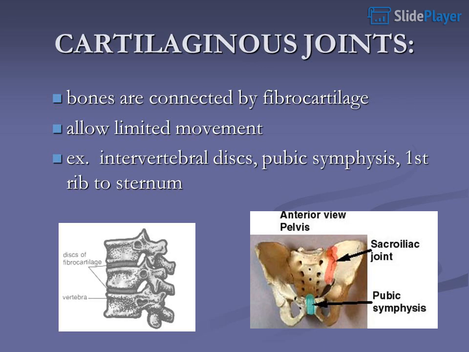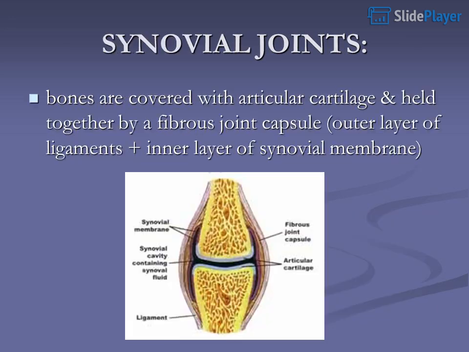Cartilaginous joints. Bones are connected by fibrocartilage. Allow limited movement. Examples: intervertebral discs, pubic symphysis, first rib to sternum. Synovial joints. Bones are covered with articular cartilage and held together by a fibrous joint capsule, outer layer of ligaments plus inner layer of synovial membrane.